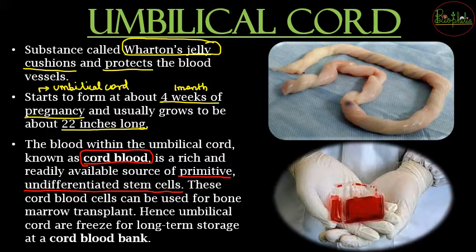So the blood inside these umbilical cords is called cord blood. That cord blood is now going to be harvested once the delivery is completed, and it will be preserved in the cord blood bank. In the cord blood bank, it will be frozen for a very long time, and this umbilical cord blood is now being used for some bone marrow transplants. Since these have undifferentiated stem cells, they can be used for various life-threatening diseases.